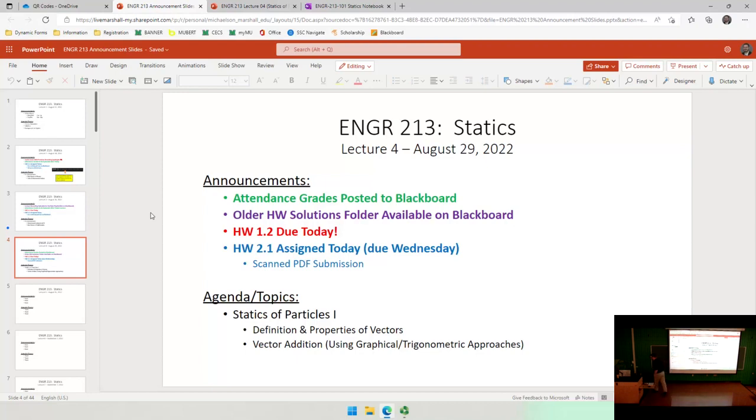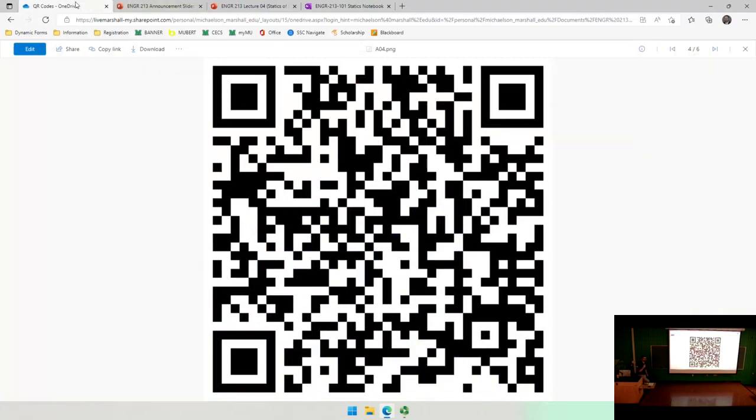Yes? If you don't mind, can you put a QR code? Yeah, I was going to say something about that here in a sec. So let me go ahead and pull the QR code up. Does everybody have that? Everybody get it?